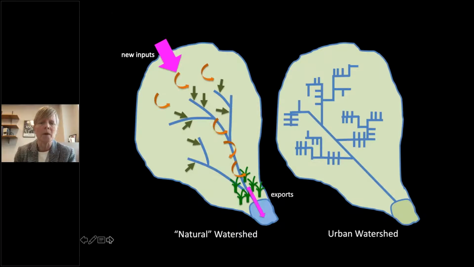So exports of phosphorus from the watershed into downstream water bodies is really influenced by how phosphorus is cycling through that watershed. So we can contrast that.